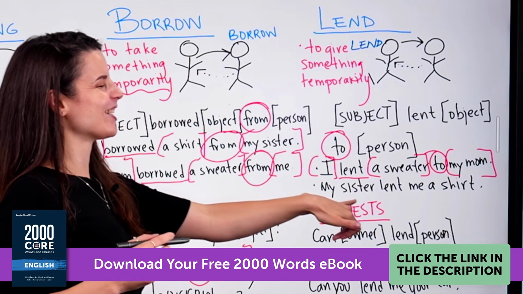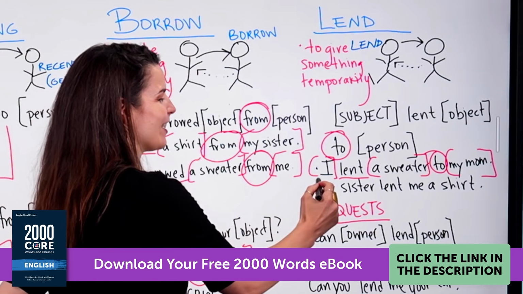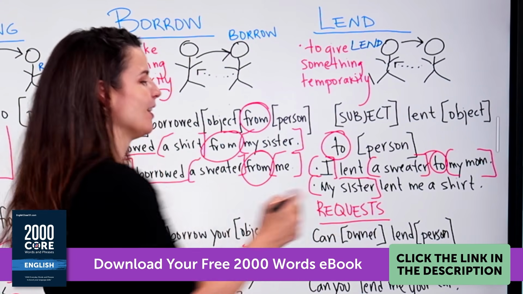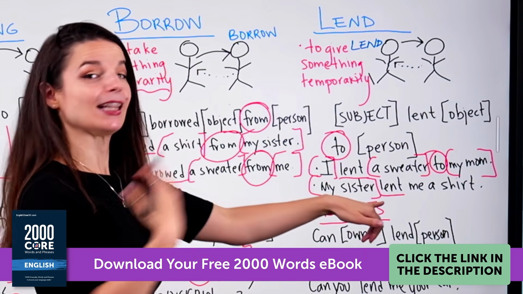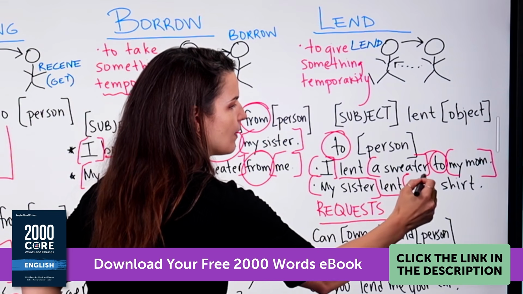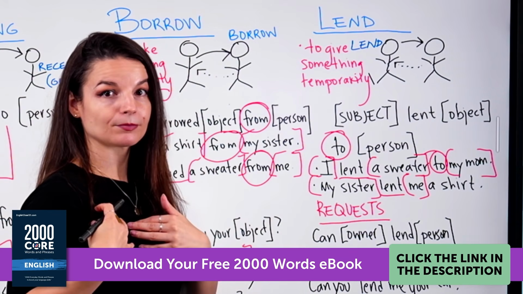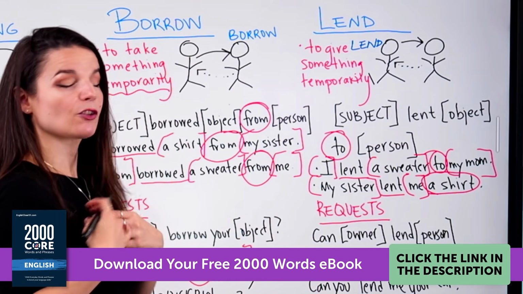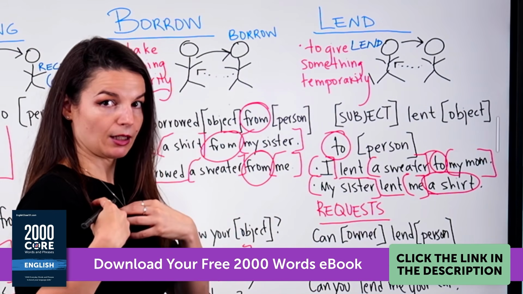So my sister lent. So here is the owner, the subject. My sister is the owner. Again, the verb in past tense, lent, right? Then we have the person receiving, in this case, me. What did I receive? A shirt. So my sister lent me a shirt.